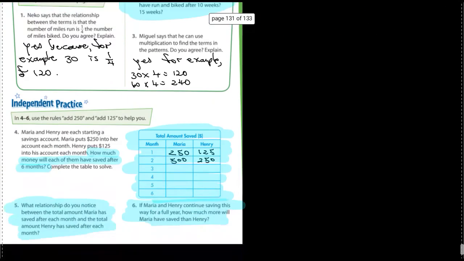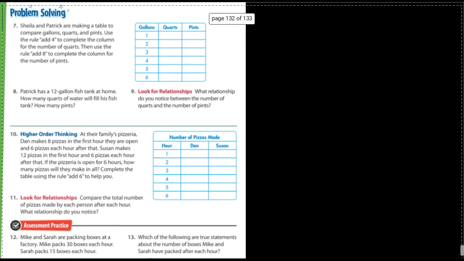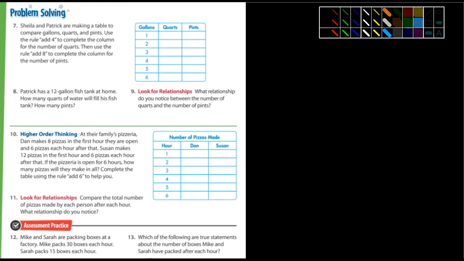Okay, let's go to the next page, the last page. See if there's anything really difficult here. Sheila and Patrick are making a table to compare gallons and quarts and pints. Use the rule add 4 to complete the column for the number of quarts, and then 8 for pints.